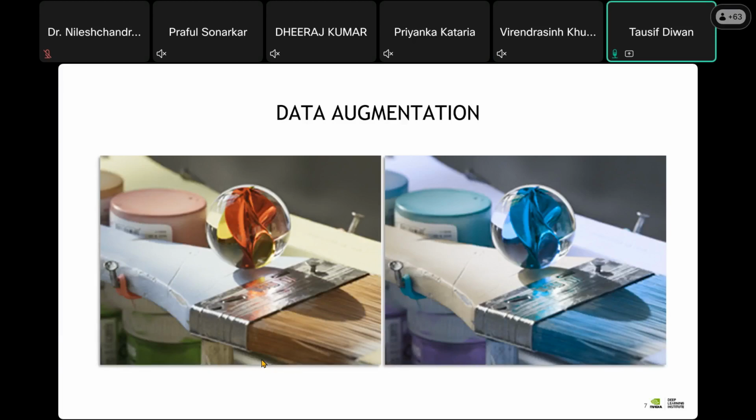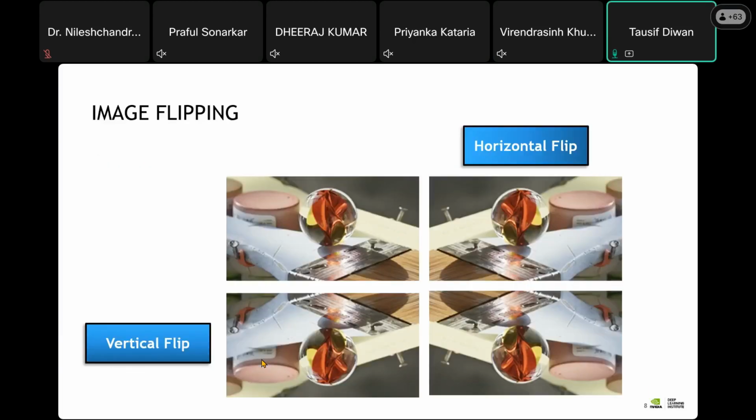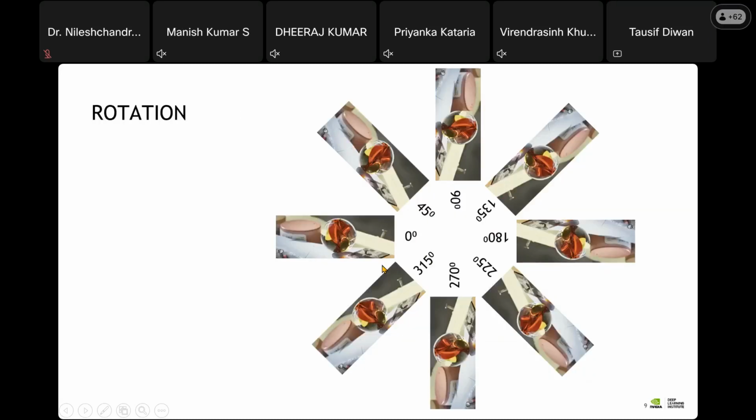If we perform augmentation, then we introduce variance in the data so that the generalization performance of the model could be improved. There are various types of augmentation. This is the first one, flipping. So suppose this is my image. If we perform horizontal flip, just flip the image horizontally. Then this is vertical flip. Just flip the image vertically. Okay, so these are flipping.